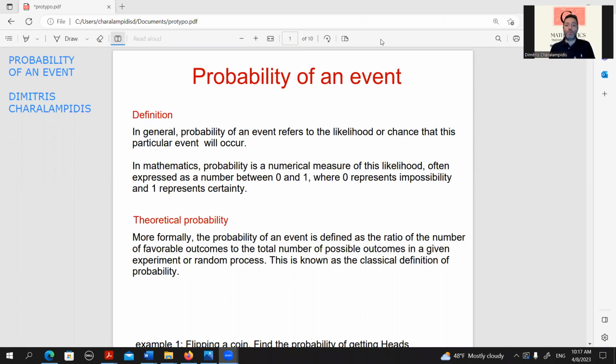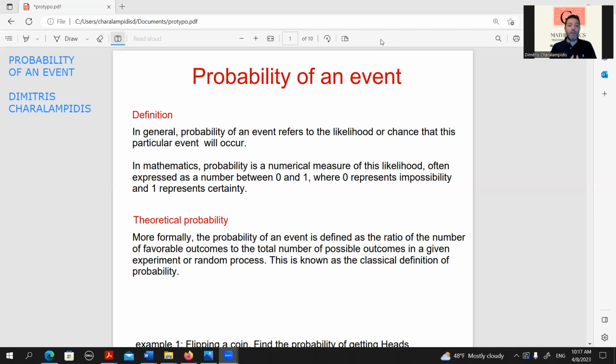Previously, we have mentioned what a probability experiment is and how we can find its universal set. Now, we'll see how we can utilize both these concepts. To begin with, allow me to give you a short definition. In general, probability of an event refers to the likelihood or chance that this particular event will occur, will happen.